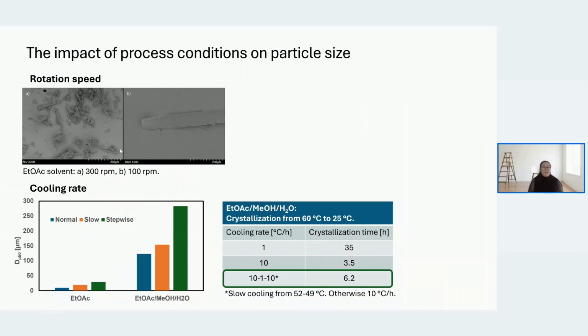Then some words about the impact of process conditions on particle size. So basically rotation speed. We had ethyl acetate as a solvent system, and now I'm just showing the 300 RPM and 100 RPM SEM pictures, how it differs. On the laboratory scale, this 300 RPM seems to be a bit too much for the system that we have studied. So basically too high rotation speed is breaking the particles.